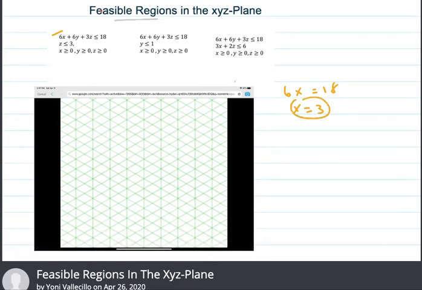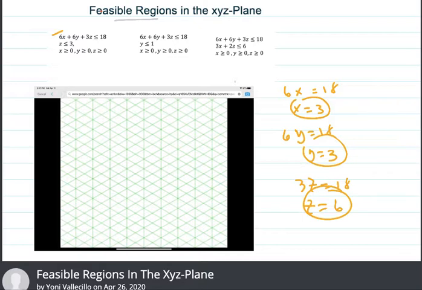So x is 3, while y is the same thing. Y is also 3, and z equals 18, so z is equal to 6. Remember that when we graph systems and equations in three variables, in the x, y, z plane, it is always a plane. So these are the borderlines of that plane. So let's take a look at how this plane is going to look.